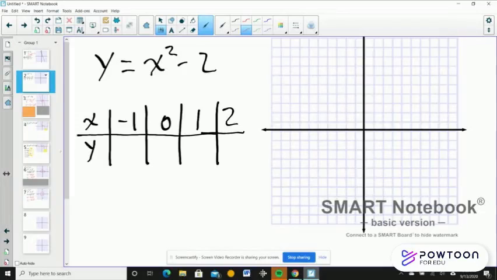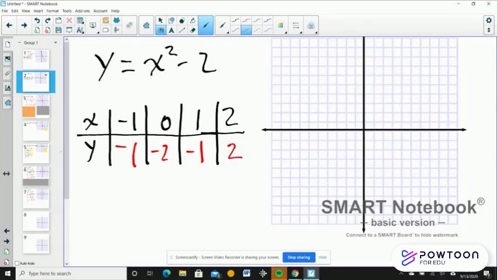Now to graph the quadratic function by plotting points, if we plug -1 in for x squared, we'll get the solution, or y equals -1. To plug 0 into x squared, we get y equals -2. To plug 1 into x squared, we get -1. And for 2, we get 2.